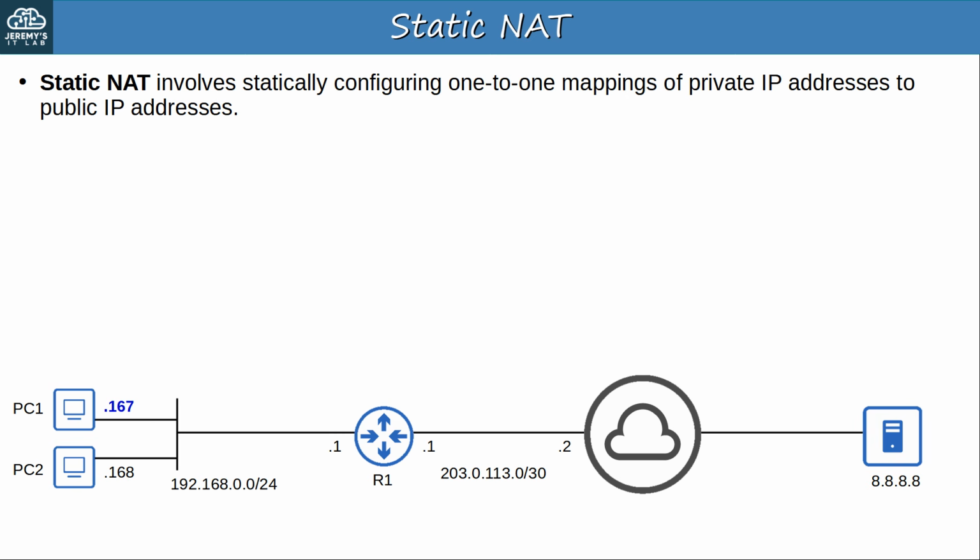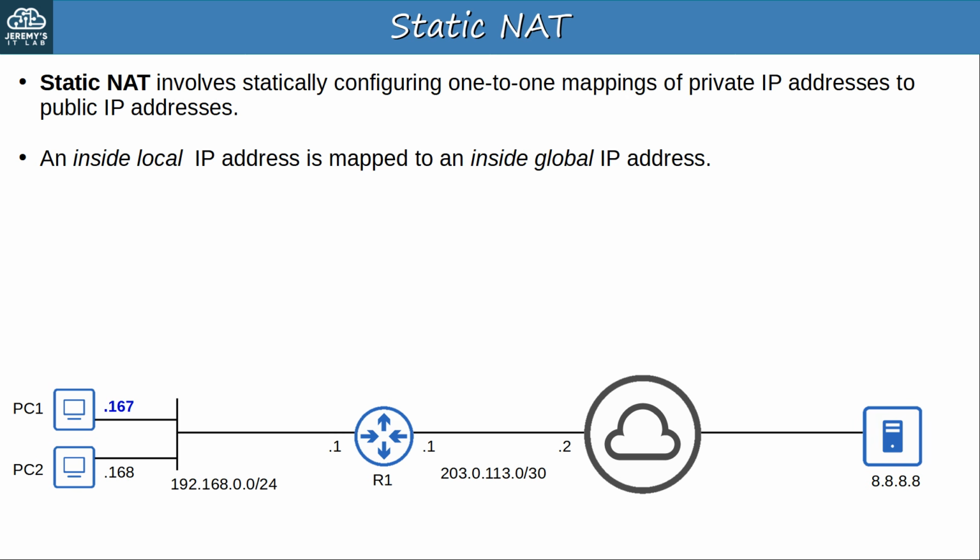Now, it doesn't have to be private to public. You can NAT any address to any other address. But to keep things simple, let's think of it as mapping one private IP to one public IP. An inside local IP address is mapped to an inside global IP address. These are two important terms to understand, not just for static NAT, but for all types of NAT I'll introduce.